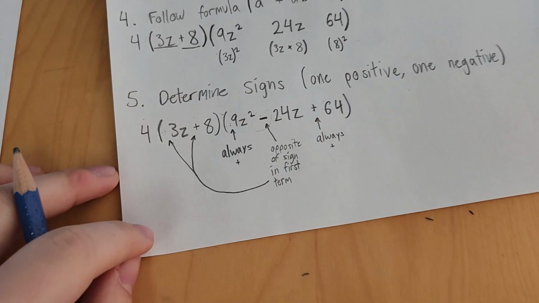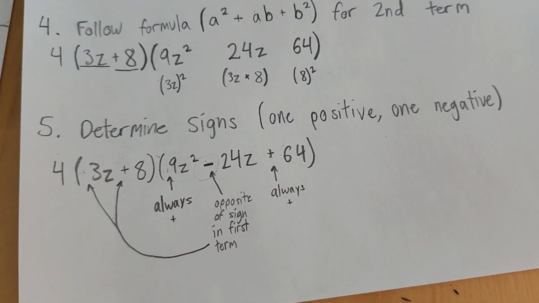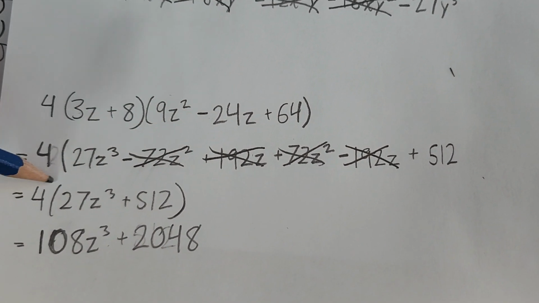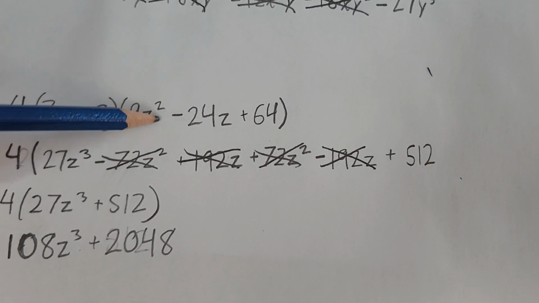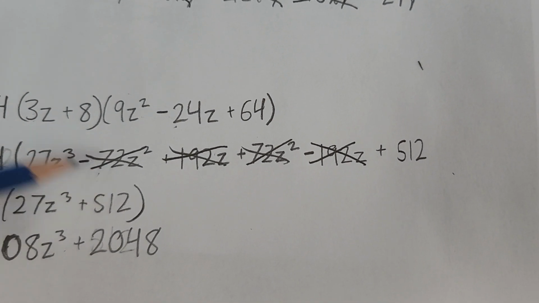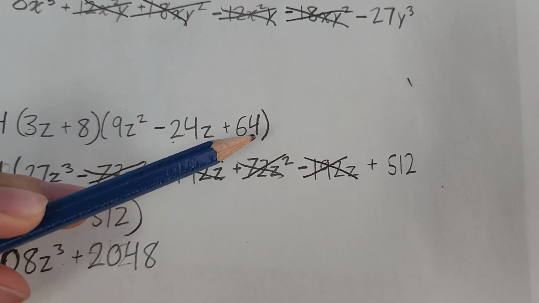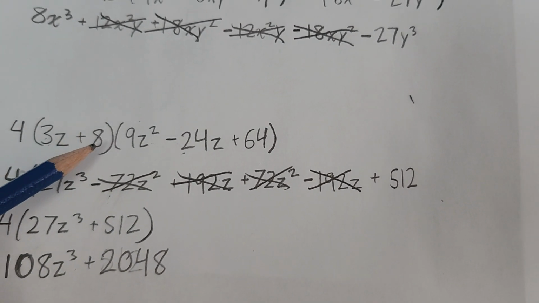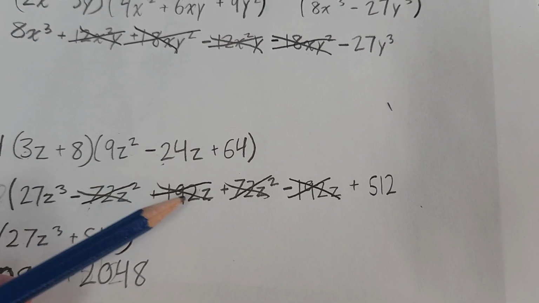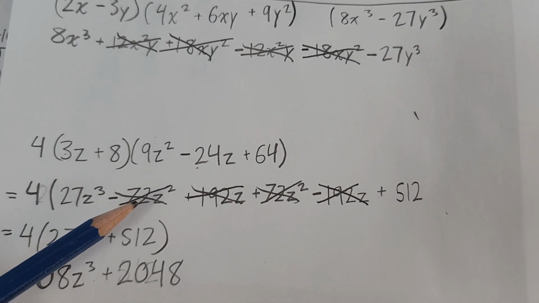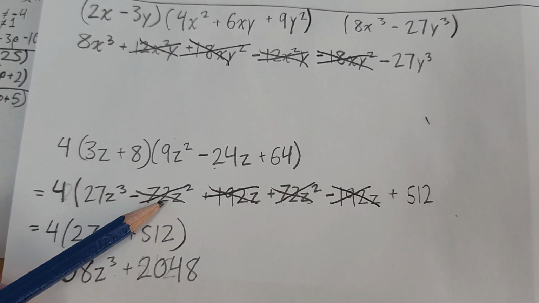And just in case you're wondering about how well this works in the expanded form, I've done it over here, right? So we do this 3z times 9z, 27z cubed. 3z times negative 24z gets us negative 72z squared. 3z times 64 gets us 192z. And then we go to the second term. 8 times 9z squared gets us positive 72z squared. And since this is a positive 72z squared, this is a negative, we can just cancel those out.